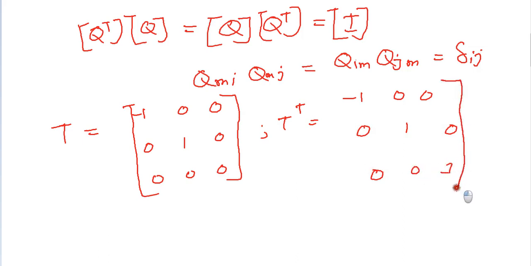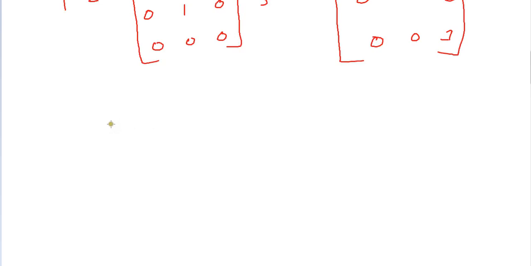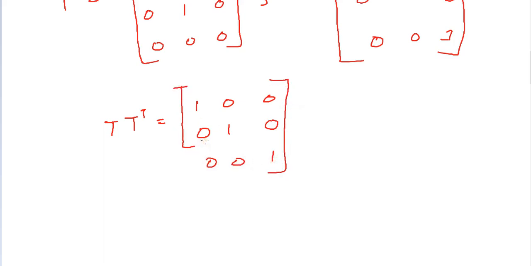If we multiply T and T transpose, then we'll get the identity matrix: 1, 0, 0; 0, 1, 0; 0, 0, 1. It's pretty easy. If we calculate the determinant of T, the determinant will be minus 1. It's very easy and pretty obvious.